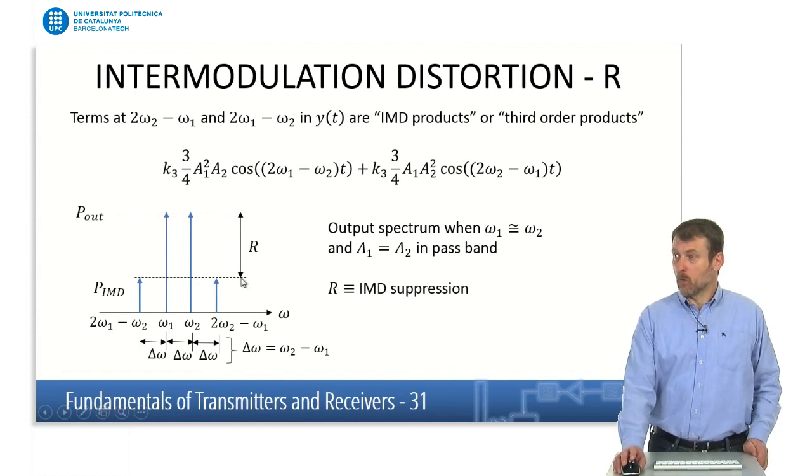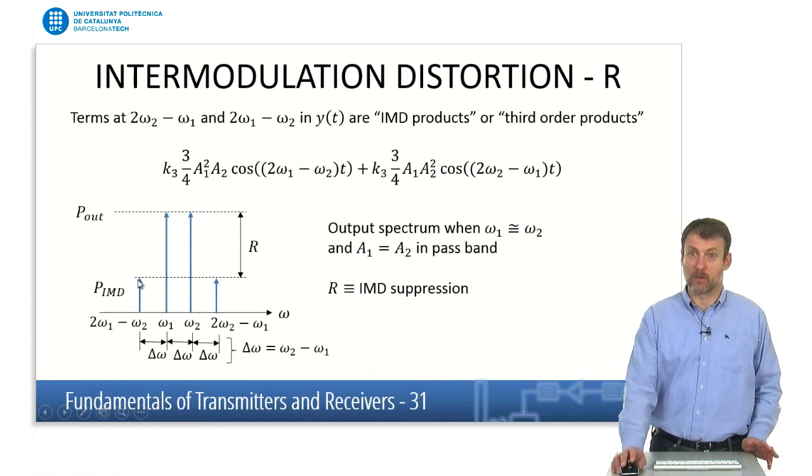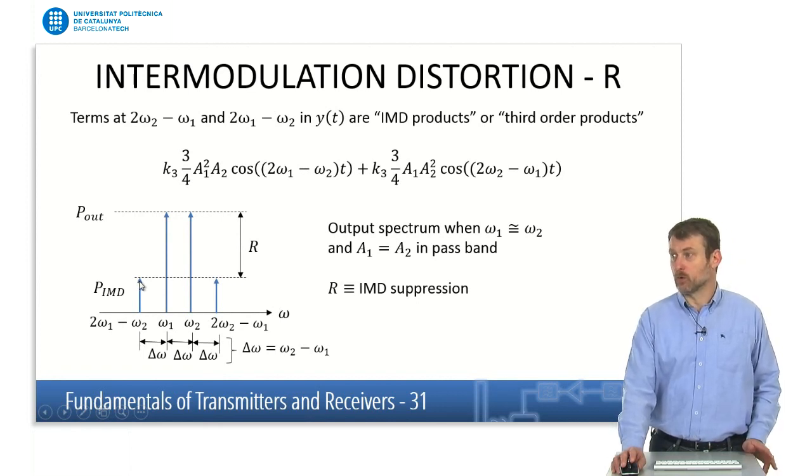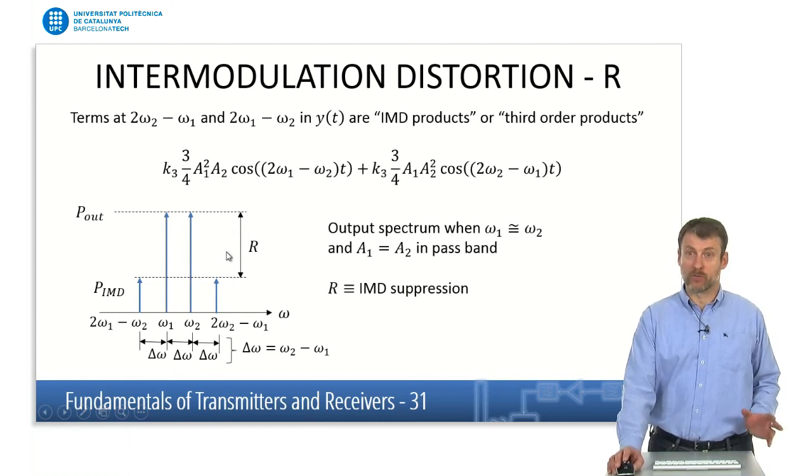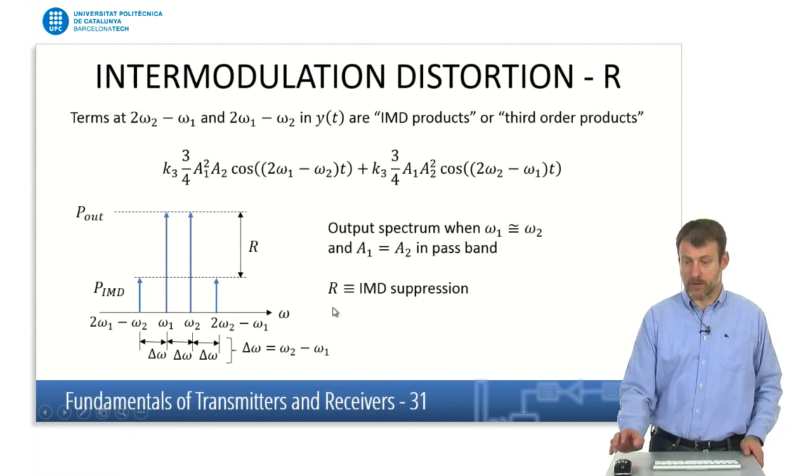And here we will define P out as the power of the desired signals at omega 1 and omega 2, and PIMD as the power of the intermodulation signals at 2 omega 1 minus omega 2 or 2 omega 2 minus omega 1. And R is the ratio between those two powers, or if you want, is the difference in dB. And this is called the IMD suppression.